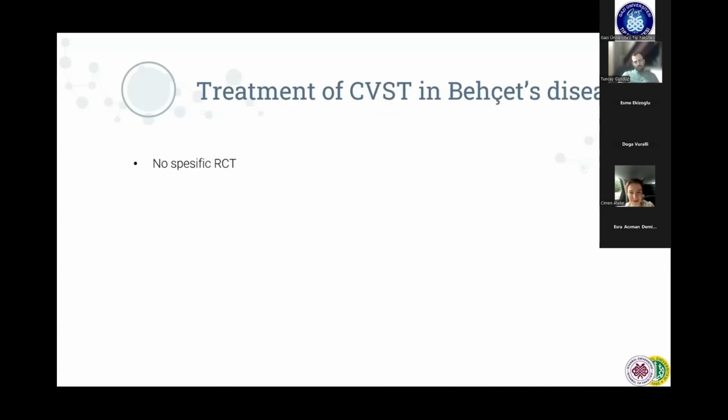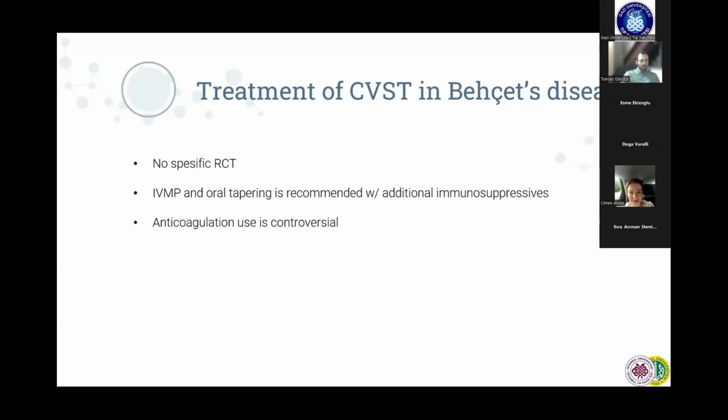So when we come back to the treatment of CVST, there are no specific randomized controlled trials. So mostly these are expert opinions and big cohorts. And the recommended treatment is IVMP for 3 to 10 days, and then oral tapering of methylprednisolone over 3 to 6 months in addition to immunosuppressives. But the anticoagulation use is still controversial.